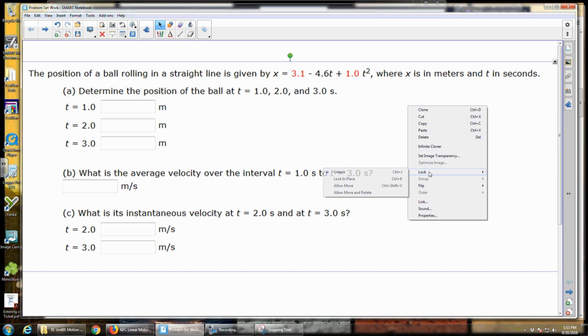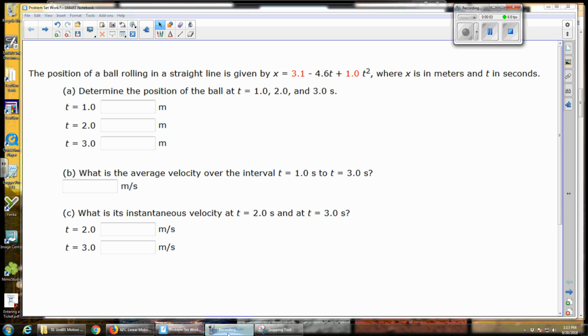Alright, so we have the position of a ball rolling in a straight line given by that equation, where x is in meters and t is in seconds. Determine the position of the ball at t = 1, 2, 3 seconds.